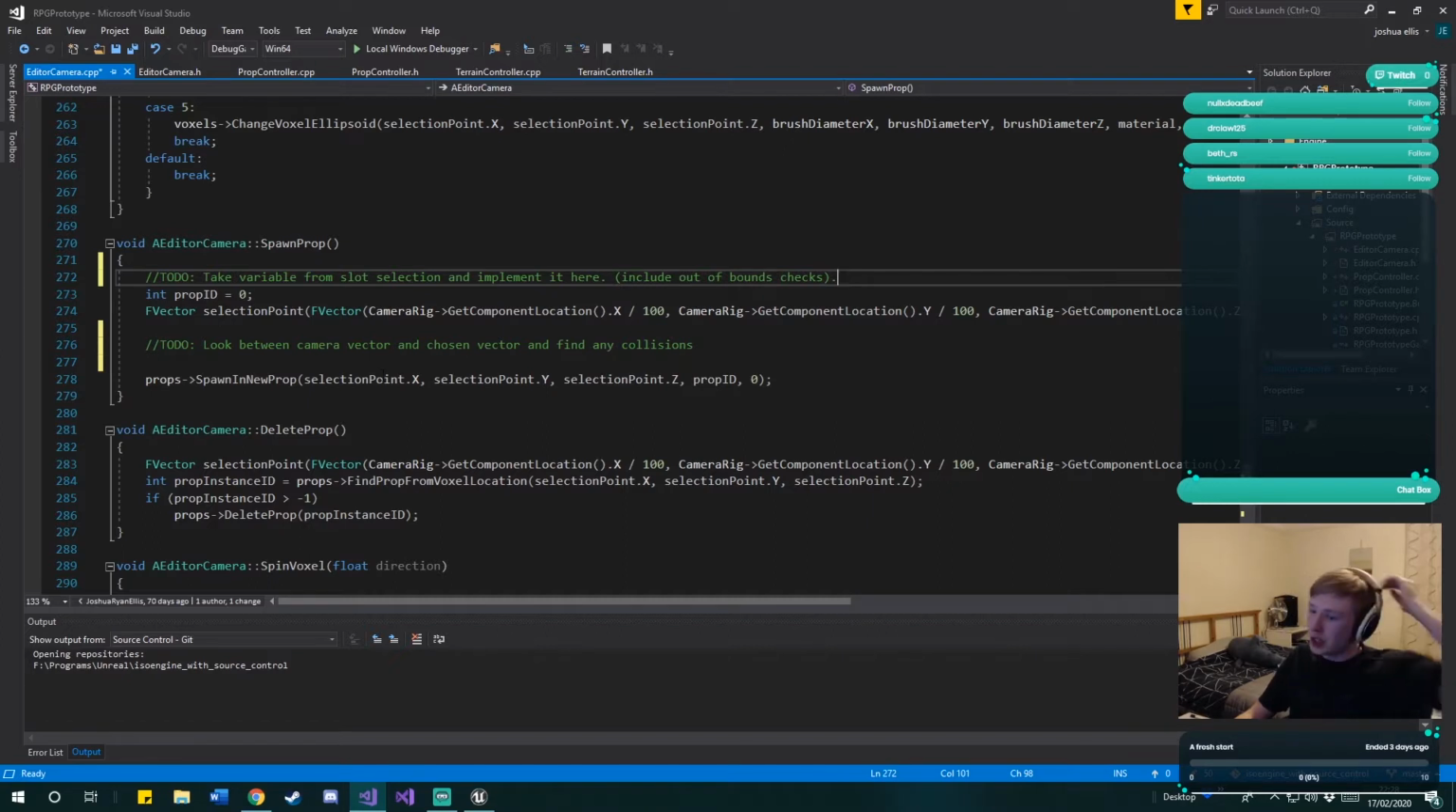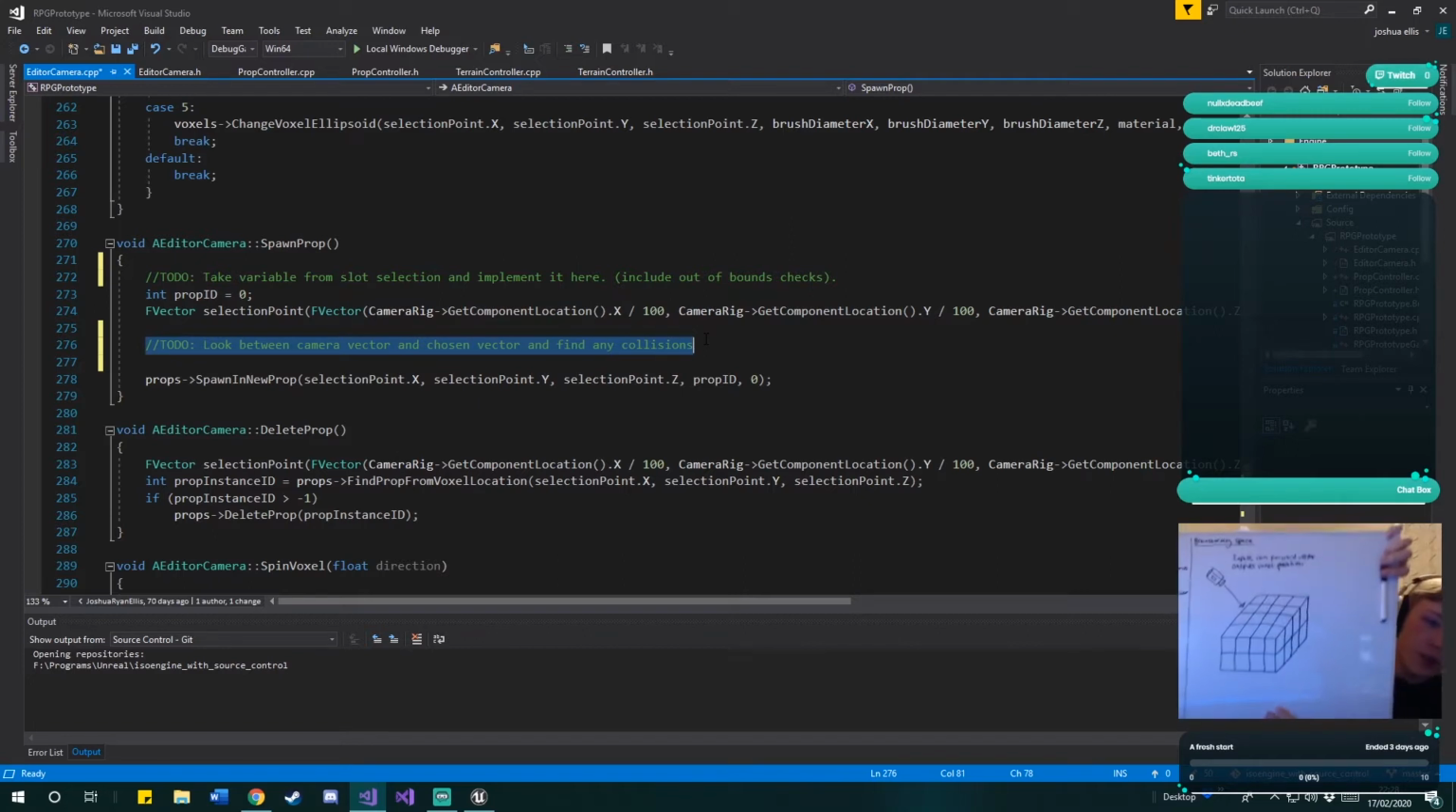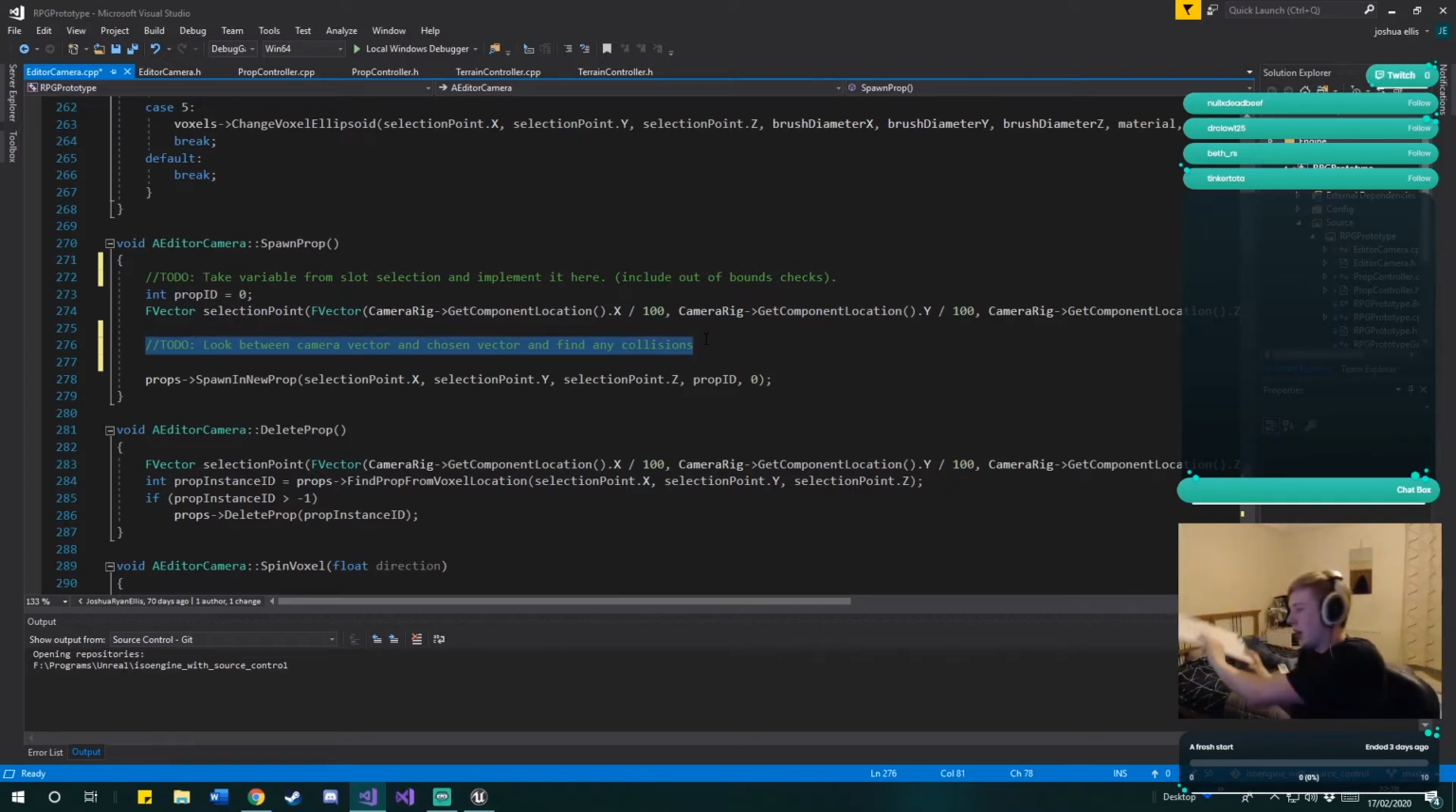But yeah, the main challenge that I will be tackling today is this to do here, which is, as I've explained before, I'll try and show the board. Basically, we have a point in space in front of the camera where we're trying to place voxels, right? We want to check the space between the camera and the voxel, the line that point is at, and see if there's any voxels there. And if there are, we create a new point to select, basically.